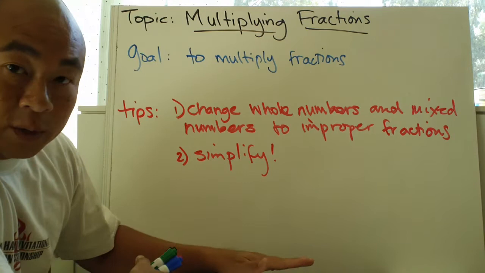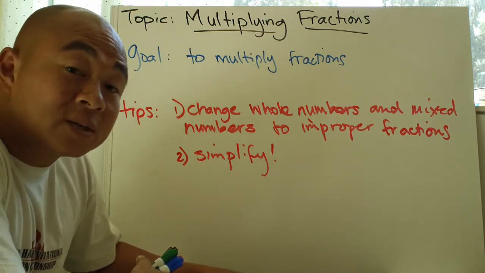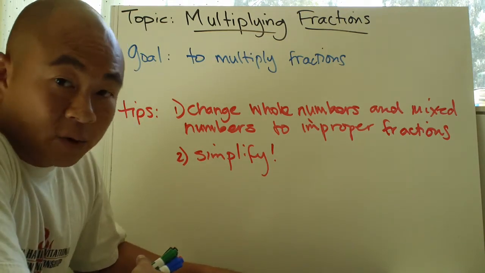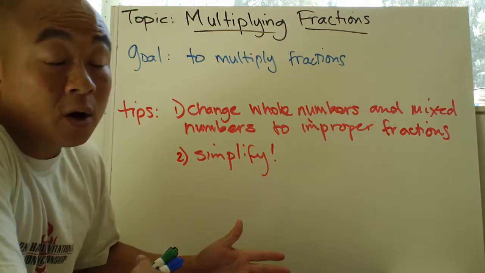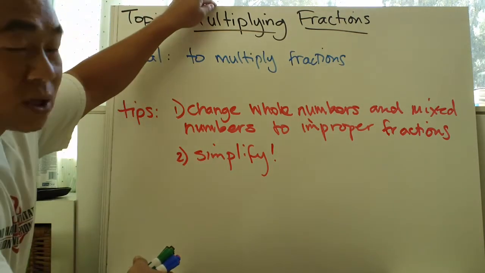Now, normally in adding and subtracting fractions, you have to have the same denominators. Not so for multiplying, okay? So just make sure that it's not necessary. You could, but not necessary. You'd just be doing an extra step.